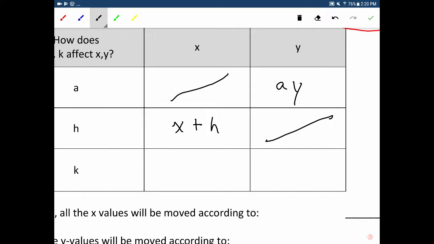And then finally our k value, you're again going to ignore the x. It's not going to affect our x values. It is going to shift our y value up, so we would add it to whatever our y value was. Now, one thing that's a little confusing is that we do have two transformations on the y. You would do the a one first and then the k one.